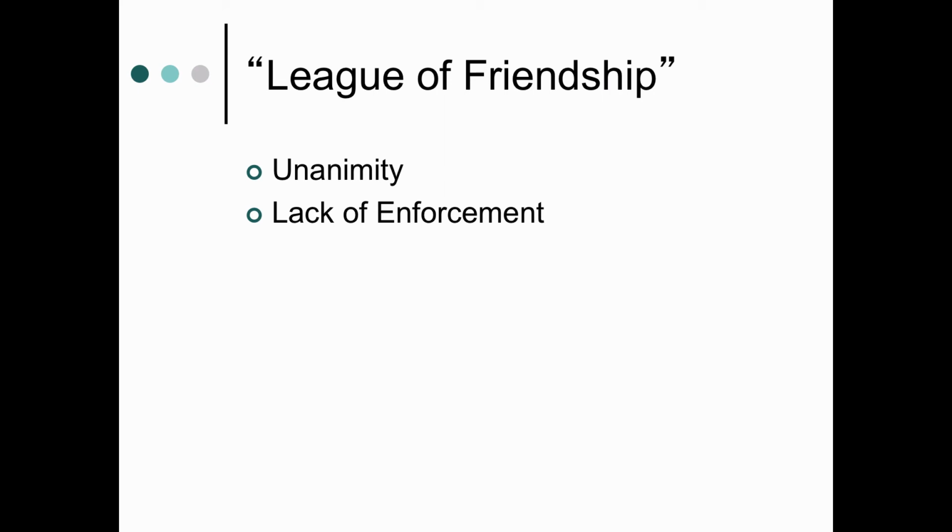There's no way for the national government to tell the states to do something. And the interesting thing is the combination of this lack of enforcement power and a lack of revenue base. Why? Because states had the power to tax, the national government didn't, and the national government had to ask states for money. They couldn't require the states to give them money.